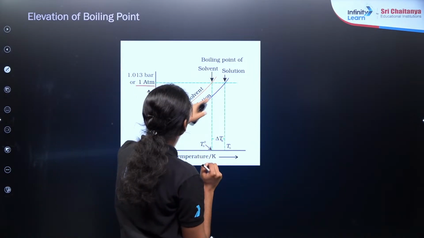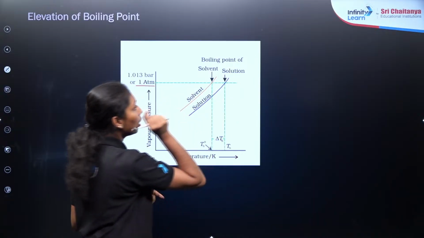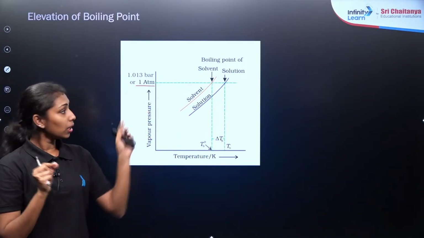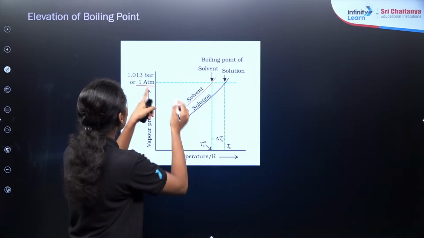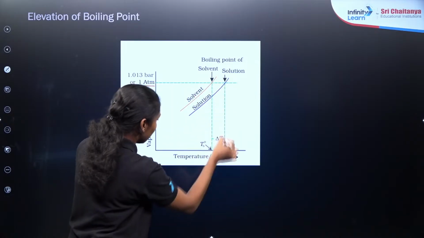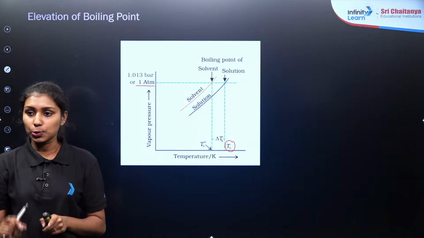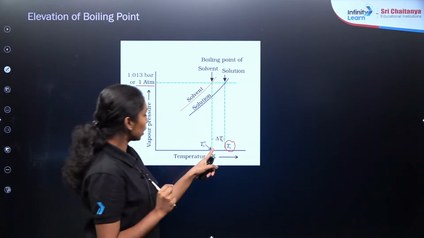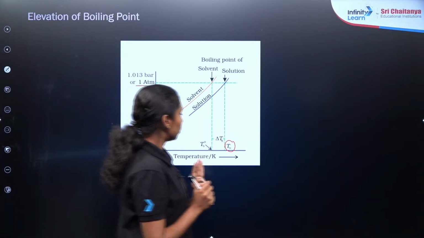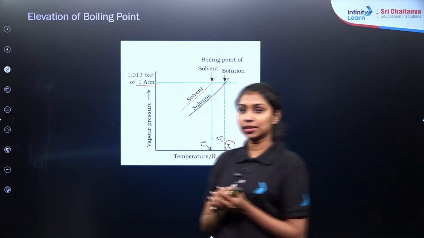Then if you are taking the solution here, this blue part represents the vapor pressure graph for the solution. Again, if you are taking the 1 atmosphere pressure, the particular temperature is represented as the boiling point of the solution. Is that clear?